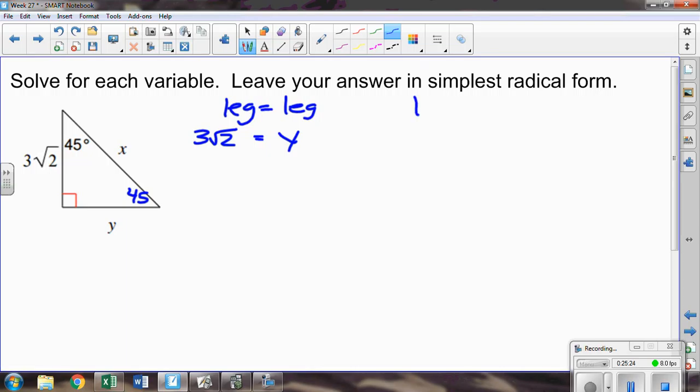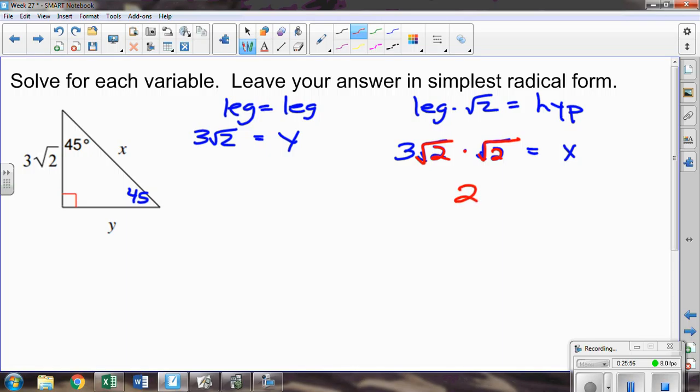We also know that a leg multiplied by the square root of 2 will equal the hypotenuse. So a leg multiplied by the square root of 2 equals the hypotenuse. Well, how do we handle this one then? A root multiplied by a root is the thing itself. So that's just 2, and keep the 3. 3 times 2 equals 6. We have our answer that quickly.